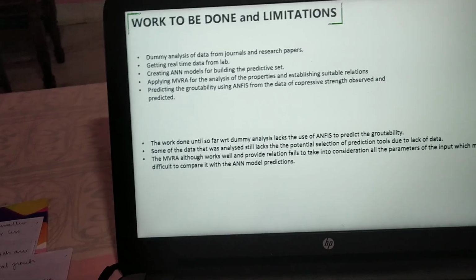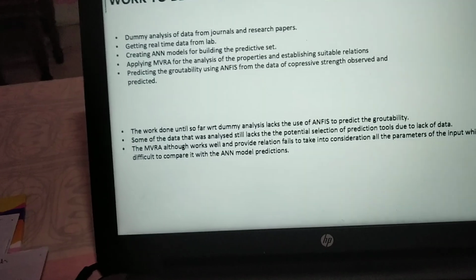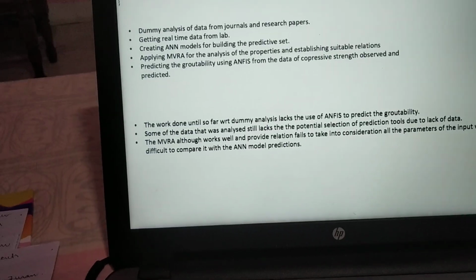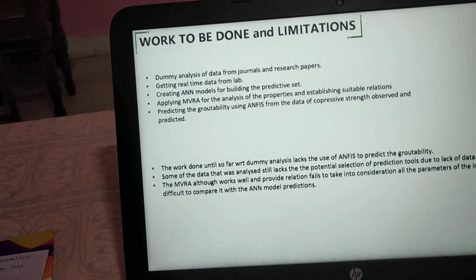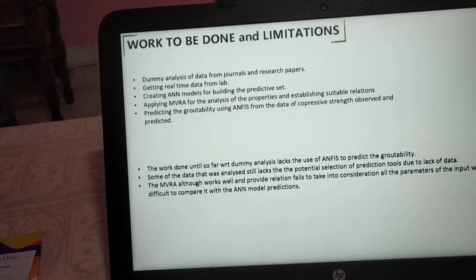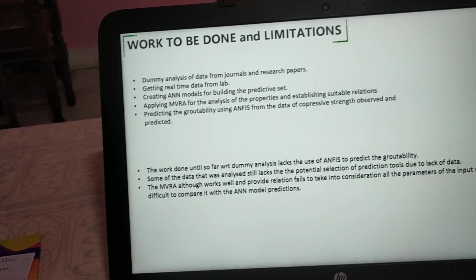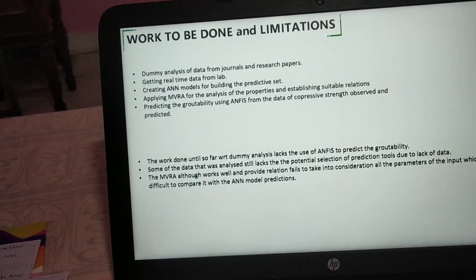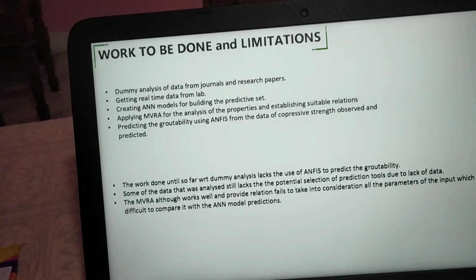As I discussed earlier, the only limitation that I found in my work was that MVRA couldn't provide us with suitable relations, and it failed to take into consideration all the input parameters, which makes it difficult to compare it with ANN and other model prediction tools.